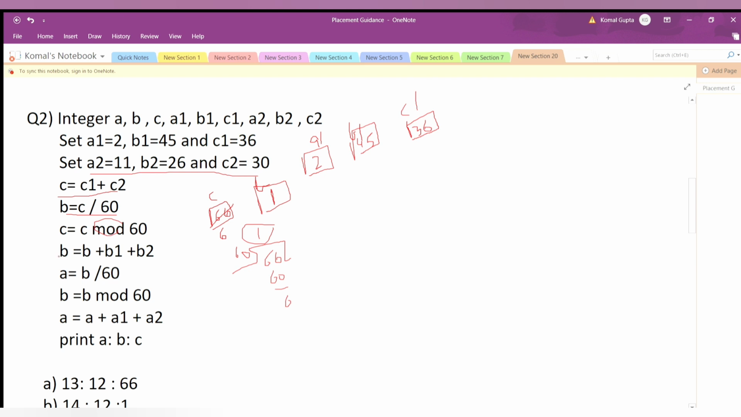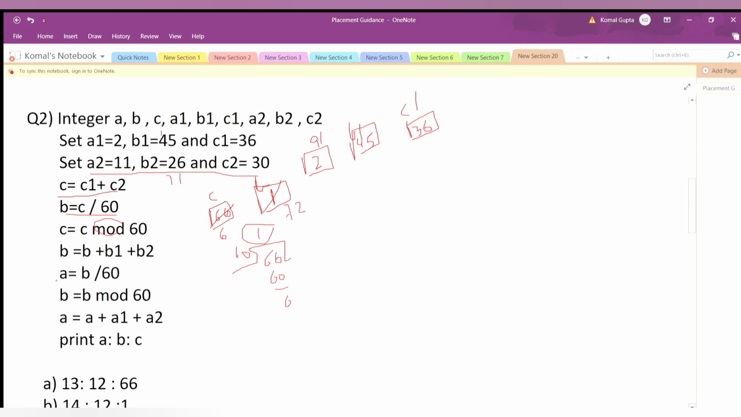So the value of C is now 6. Now what it is doing, B is equal to B plus B1 plus B2. So the value of B1 is 45 and the value of B2 is 26. If we add both of them, what we will get, 5 plus 6 is 11, 6 plus 4 is 10, plus 1 is 71. And it is adding B also. So 71 plus 1, now the value of B will be 72.